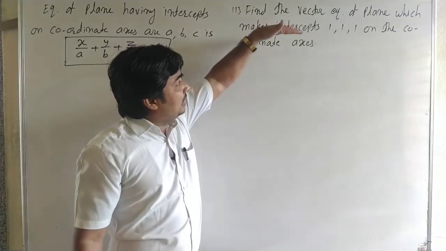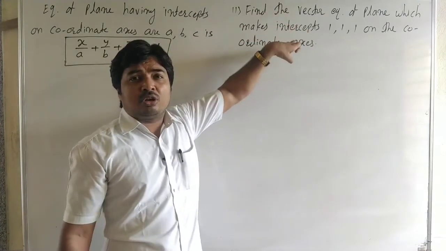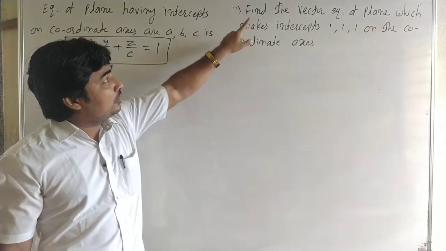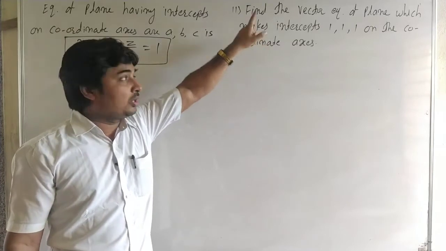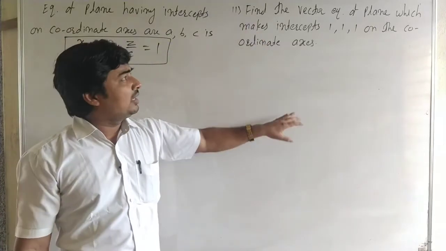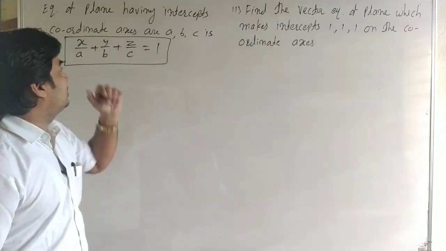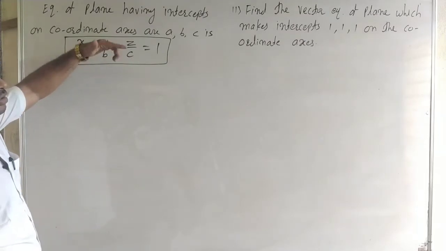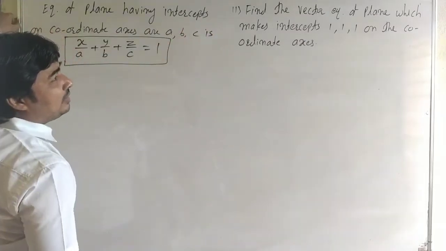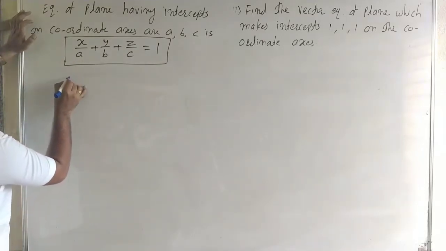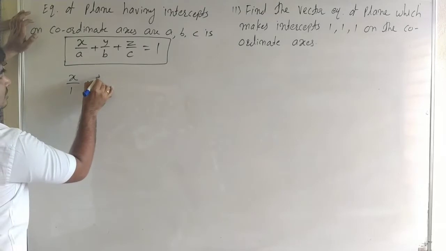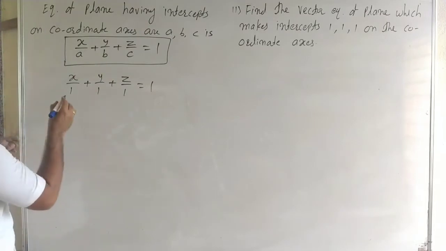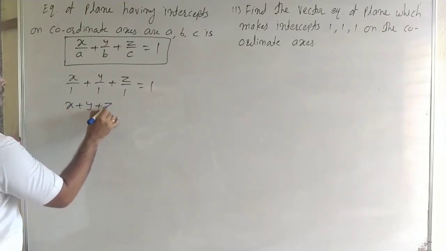But this problem we can solve by using this formula also. In the textbook or in the board exam, when the question asks to use the vector method, we solve by using the vector method. But we can find the answer by using this formula. Here a, b, c are the intercepts made by the plane on the coordinate axis. Given a, b, c is equal to 1, therefore the required equation of plane is x upon 1 plus y upon 1 plus z upon 1 is equal to 1, and therefore x plus y plus z is equal to 1.